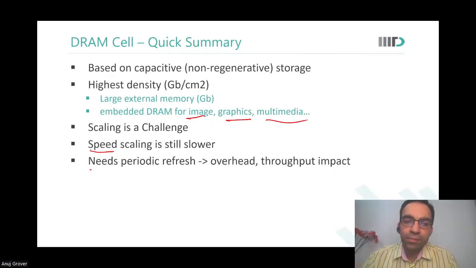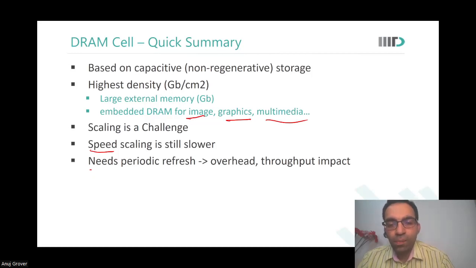Is it clear till here? Could you once again tell why the yield loss was coming into the picture in the last slide?